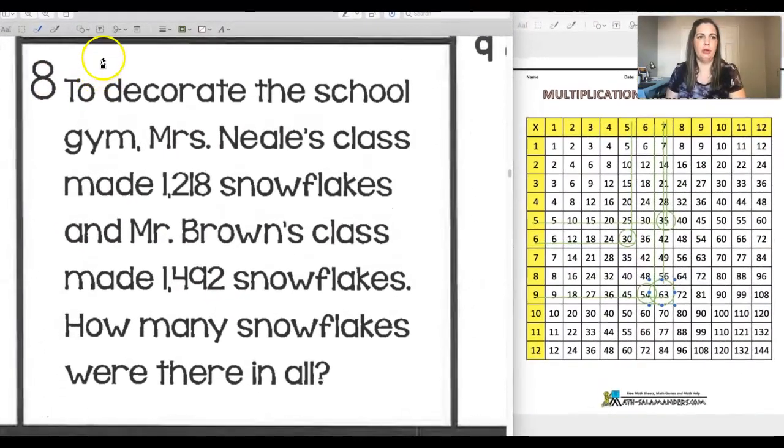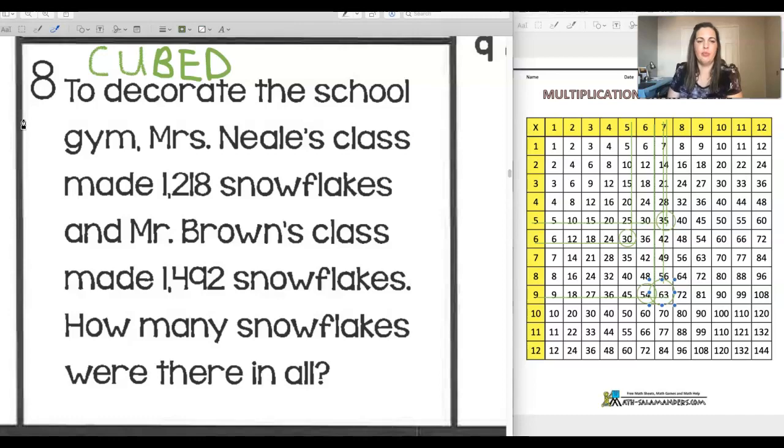Number 8 is a word problem. We're going to use our cube strategy. All good readers read all the way through first to get the gist, and then we will read the second time, marking it up with our cubed strategy. To decorate the school gym, Mrs. Neal's class made 1,218 snowflakes, and Mr.